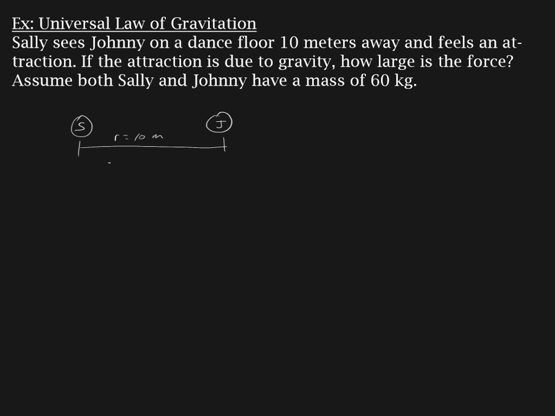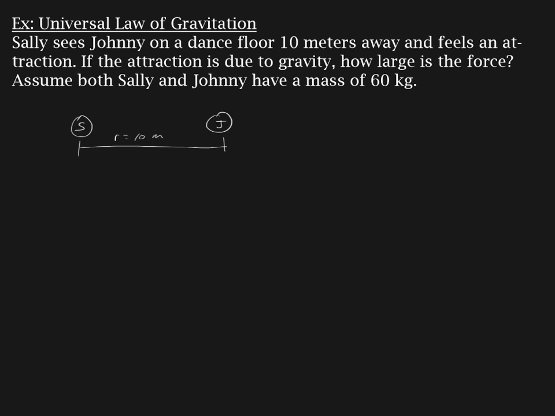So first thing we need to do is decide which person we want to calculate the force of gravity for. And our problem says we want to know what force Sally feels, because Sally's the one that feels attracted. Now that doesn't mean Johnny doesn't feel any kind of attraction, because he does, right? Because it takes two objects to create a force, and both objects are going to feel an equal and opposite force, and this is due to Newton's third law. It's always going to take two, and both objects are going to feel the same force, just in opposite directions.